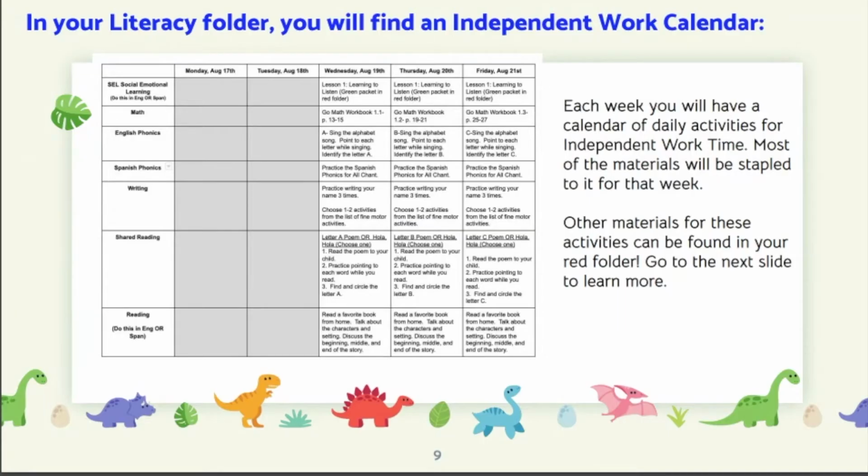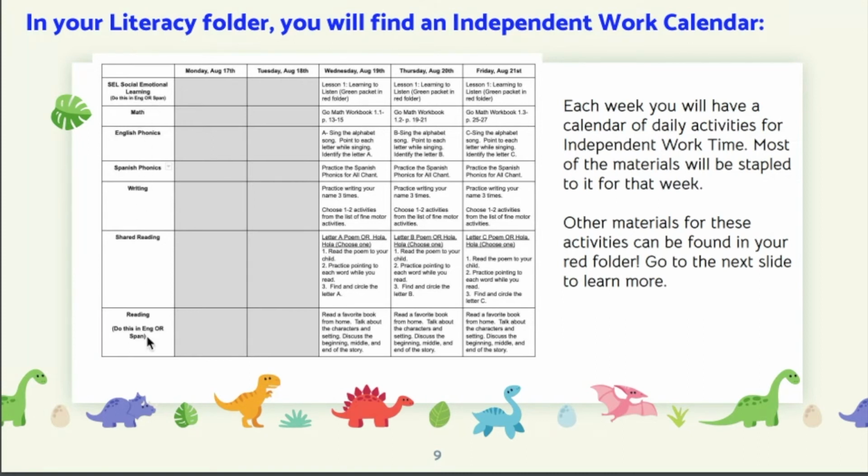So each child has a folder. We'll refer to it as the literacy folder. On the front, it says your child's name and then the word literacy. And it's a colored folder. It's any color that's not red. So this is your non-red folder. Inside of it, you will find an independent work calendar. So it's a calendar. It has the dates across the top, and then it has the subjects across the side. The SEL is social emotional learning, just to help you understand what that means.